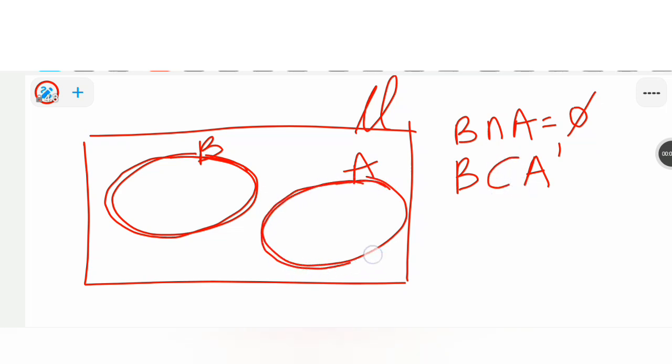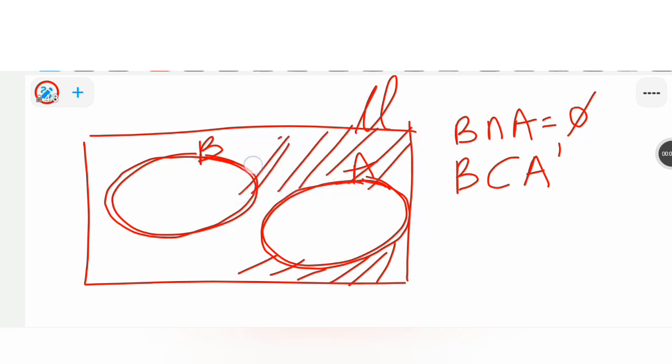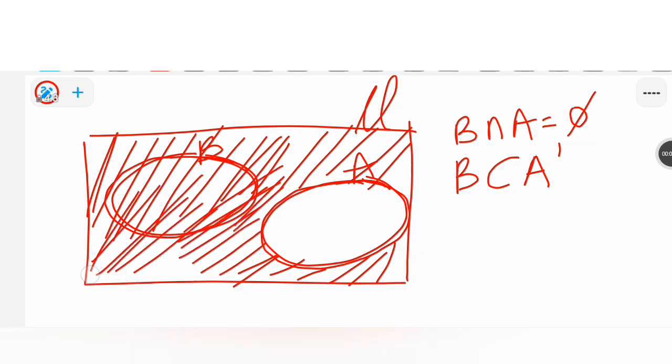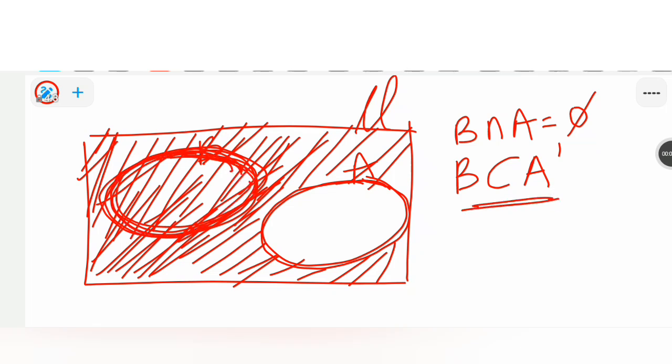This is set A here. A prime means I'm going outside of A, so I will see everything from here, including where B is, including set B. Everything like this is A prime. Sorry about the shading. But where this A prime is positioned, that is where set B is. So B is part of A prime. B is like a child, B is inside A prime. That's the meaning of this statement.